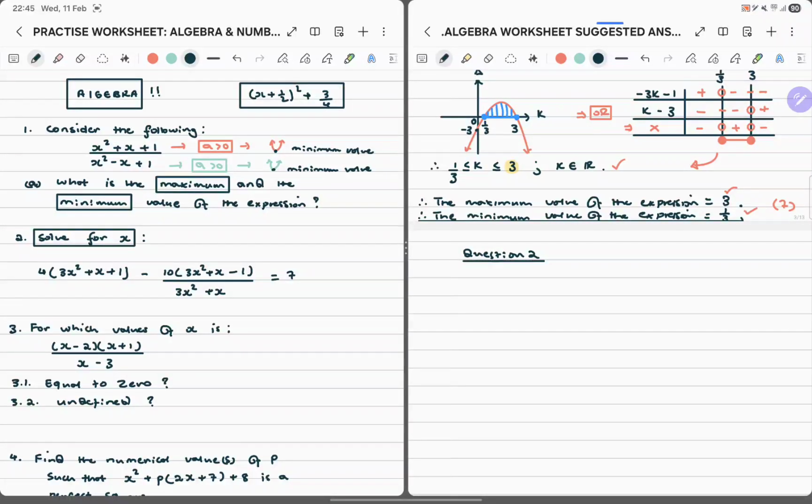Remember, guys, here we're just trying to get something going, so don't panic too much. Now we're solving for x, your favorite question, isn't it? So we've got 4 into (3x squared plus x plus 1) minus 10 into (3x squared plus x minus 1), all divided by 3x squared plus x, equals 7. So now we need to solve for x.